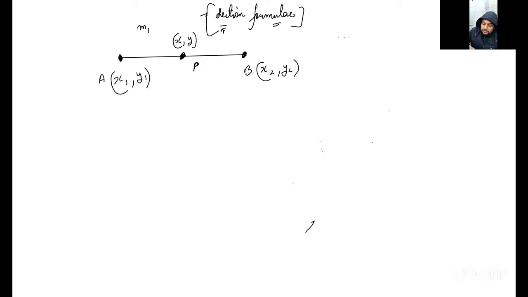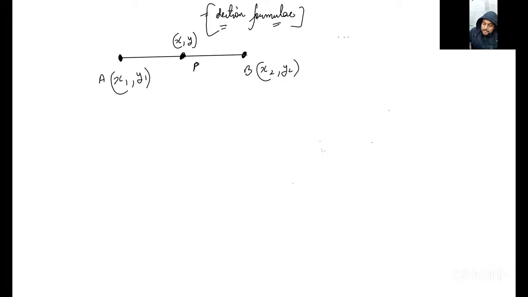Now there are too many terms, so I'll repeat it again. Please pay attention. Don't write, okay? There are two coordinates making a line, x1 comma y1 and x2 comma y2. Now there is a point P with coordinates x comma y on that line, such that it divides the line in the ratio m1 is to m2.